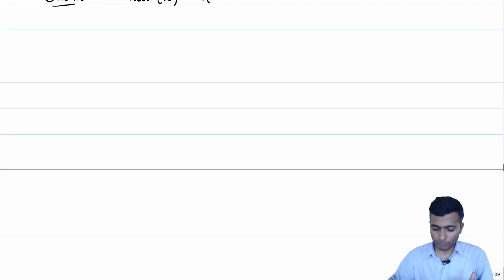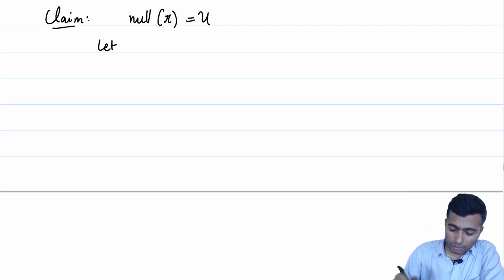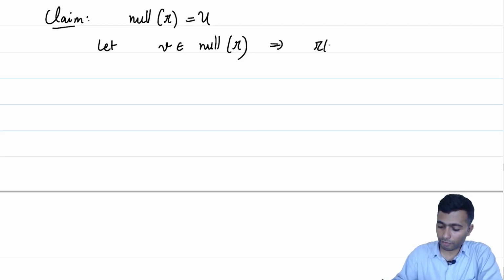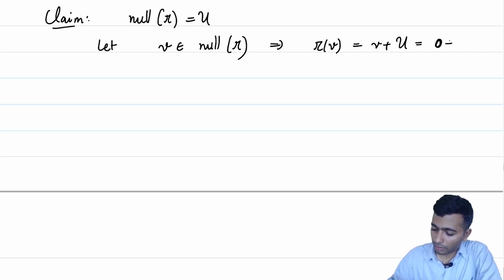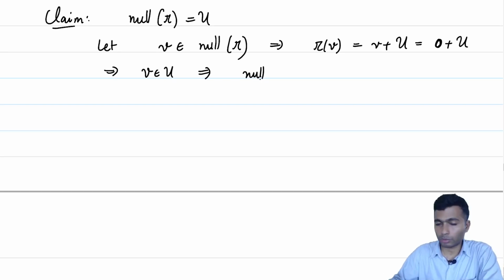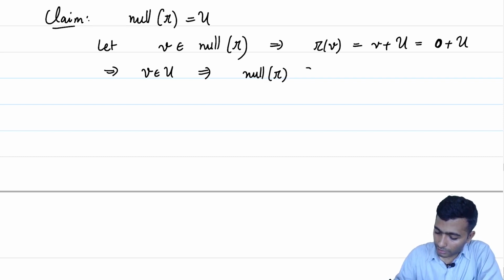So let's just have a look at the proof of this. Maybe I should, no, I will not leave it as an exercise. Consider v to be an element of the null space of pi. What does that mean? This implies that pi of v, which is equal to v plus U, is equal to the 0 vector, so this is equal to 0 plus U. But what does that mean? This implies that v belongs to U, because v minus 0 belongs to U, to be more precise, and v minus 0 is just v. This implies that the null space of pi is contained in U.